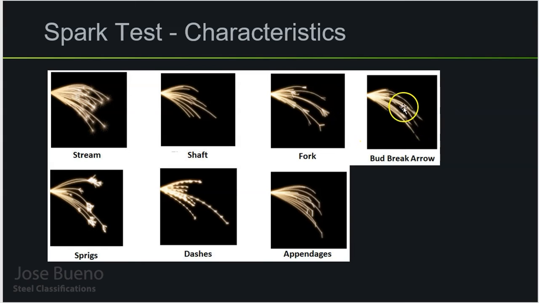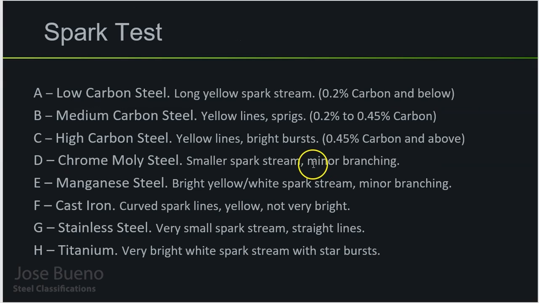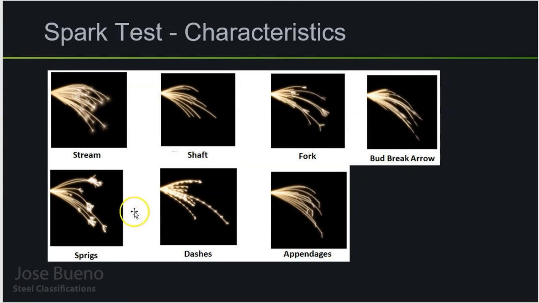All right, and then like a bud break arrow kind of look, and then sprigs. So it's almost like forking, but much more exaggerated, accentuated. And then dashes. So the sparks are dashing. And then appendages. It goes out, stops, and drops down. So those are the appendages. So when we jump back to the previous line and we're talking about streams, sprigs, bursts, branching, stuff like that, these are what we're talking about right here.